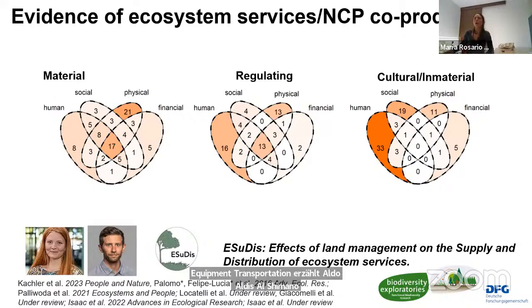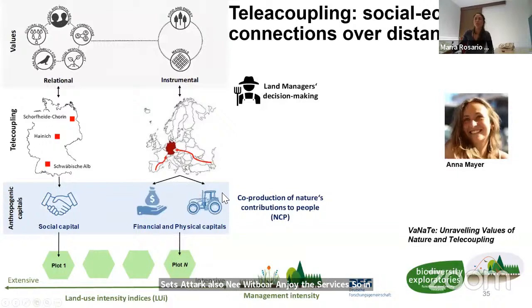So in our work, we now want to take a step further and try to link how the use of these different capitals is related to the intensity of use of the plots, whether this is related to a more intensive use of nature or a more extensive use of nature. Another concept I want to explain is this telecoupling aspect. It means whether these services are locally used and consumed, or produced or used somewhere else.